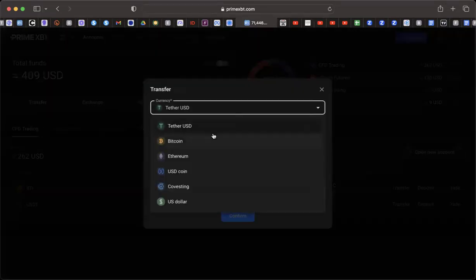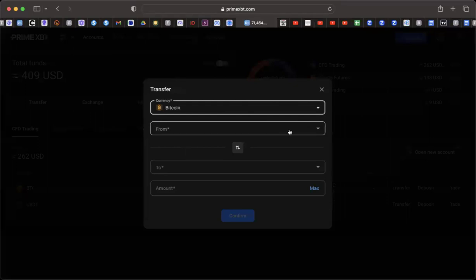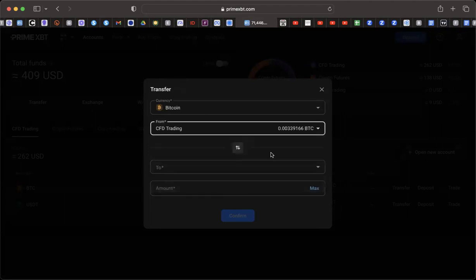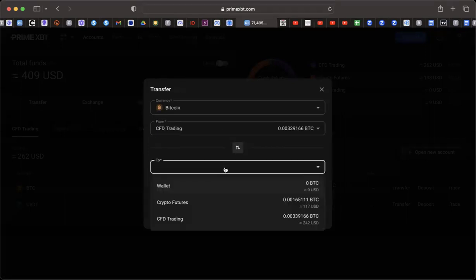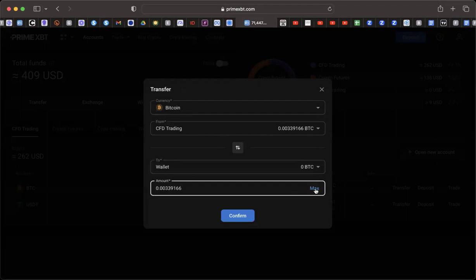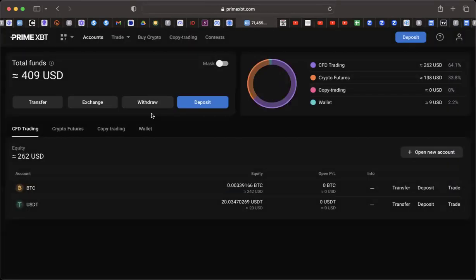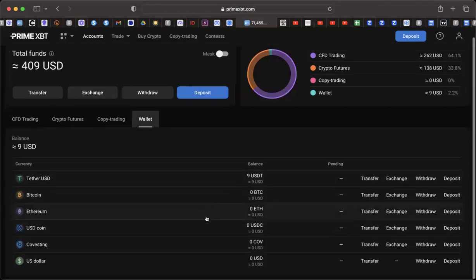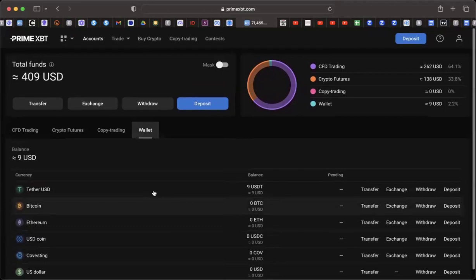So let's say I want to transfer BTC from my crypto futures or from my CFDs back to my wallet. You can see, I can send it to my wallet. Let's say maximum, though I'm not doing that anyway, and I click and confirm. And then after that, I can transfer that into my wallet. A lot of things are happening here. That's one of the lovely things about it.